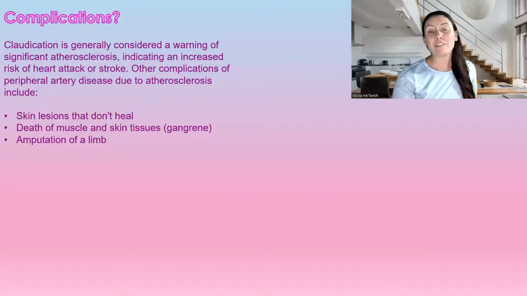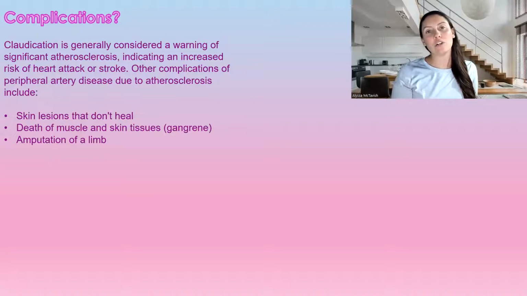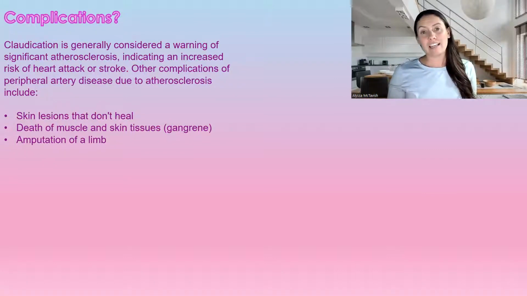So what are some of the complications? Claudication is generally a warning sign, okay? It's a warning sign that your blood flow is not flowing properly. Now, this puts you at an increased risk of heart attack and stroke. And it also puts you at risk for skin lesions that don't heal. Like I just said, arterial ulcers, super, super hard to heal, because we cannot heal wounds that are caused by not enough blood flow. How do we fix any kind of wound?